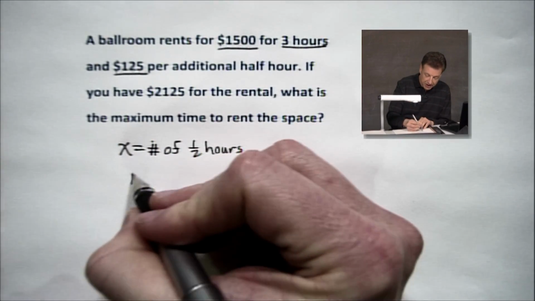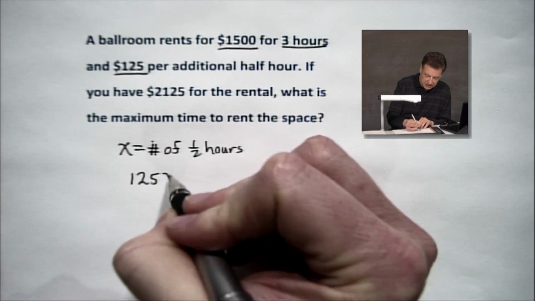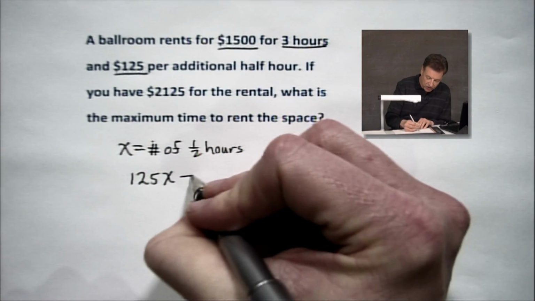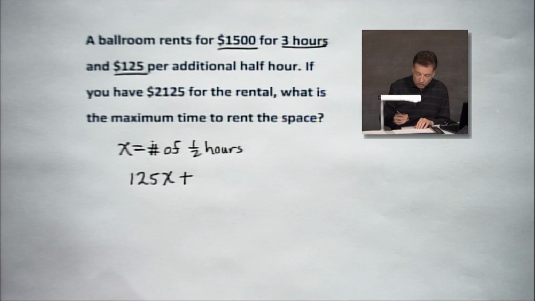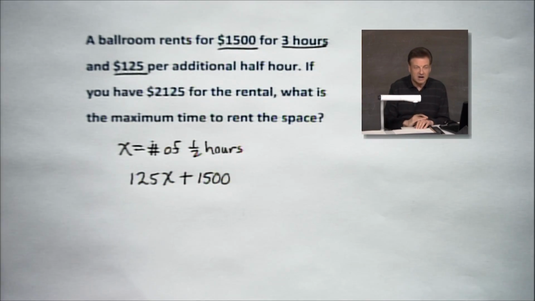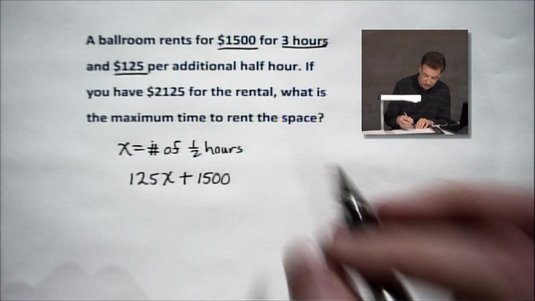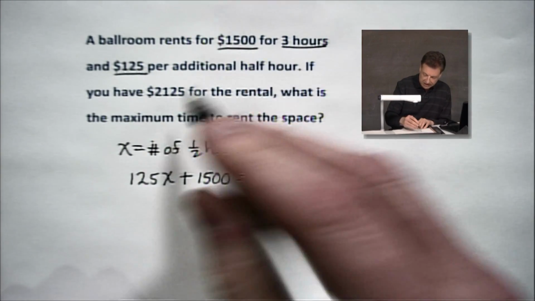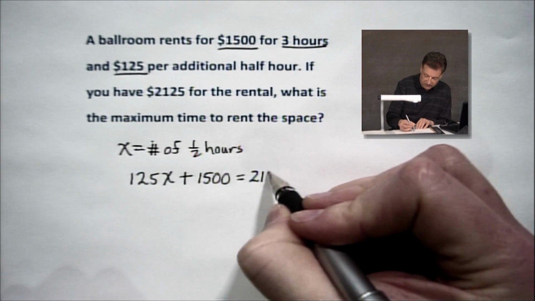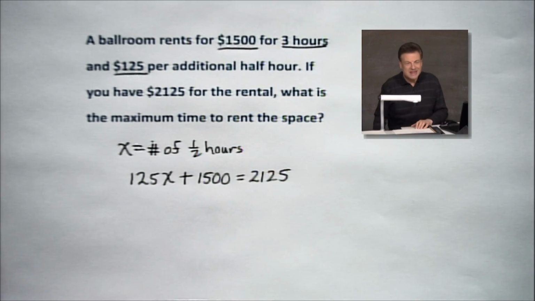We're going to pick up 125 times those additional half hours, right? Then we are going to add what we're already paying, $1,500. And we're going to end up with $2,125. So that's your start.